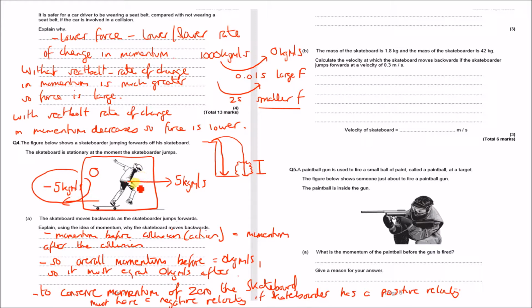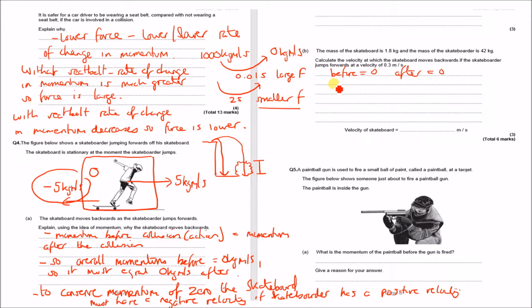Remember, velocity is a vector, so if I decide that this way is positive, then this way has to be negative. It doesn't matter which way is positive and negative, but once you've decided that one way is positive, the other way becomes negative, and it's not the momentum, it's the velocity that is negative. Okay, right, the mass of the skateboard is 1.8 kilograms and the mass of the skateboarder is 42 kilograms. Calculate the velocity at which the skateboard moves backwards if the skateboarder jumps forward at a velocity of 0.3 meters per second. Well, we've just said that before the collision it's equal to 0, after therefore must be equal to 0 because they have to be the same.